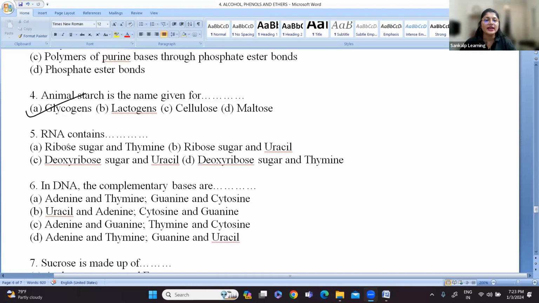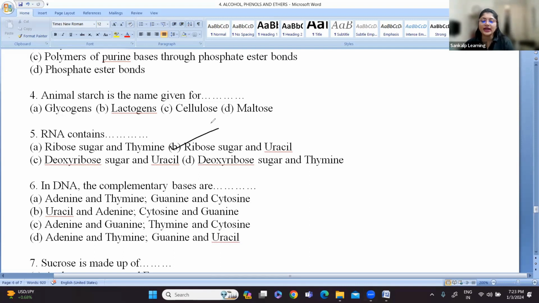RNA contains what? A, ribose sugar and thymine; B, ribose sugar and uracil; C, deoxyribose sugar and uracil; and D, deoxyribose sugar and thymine. Okay, Priyanka has answered it as B, ribose sugar and uracil. Vedvati has also answered it as B. Yes, the answer is B.